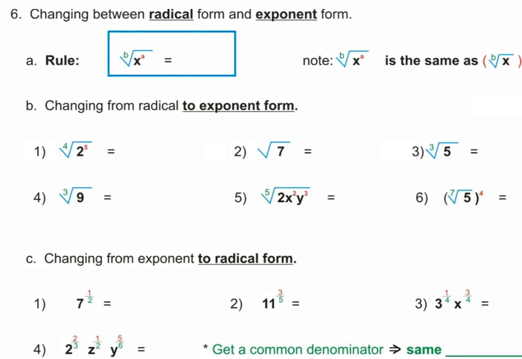Changing between radical form and exponent form. This is an important rule, and this is something you should memorize, and it's not hard. Taking a root is the same as taking the radicand and having a fraction for the exponent. The numerator of the fraction is the exponent of the radicand, and the denominator of the fraction is the index. Now that's something you should memorize.